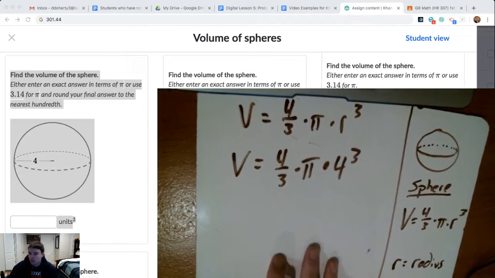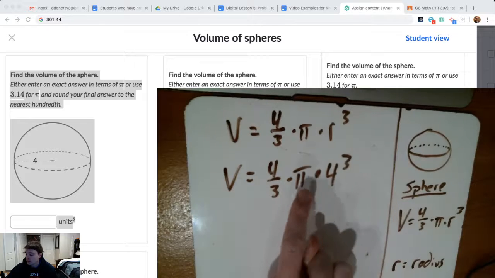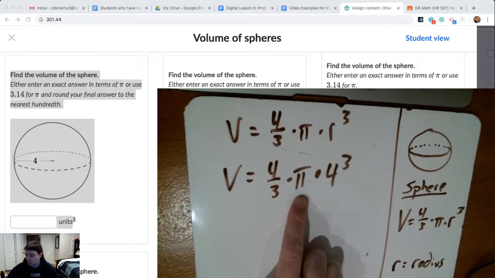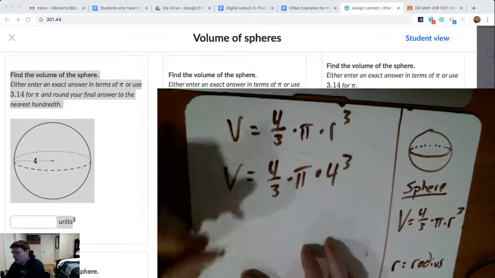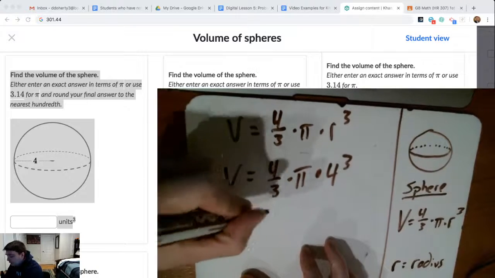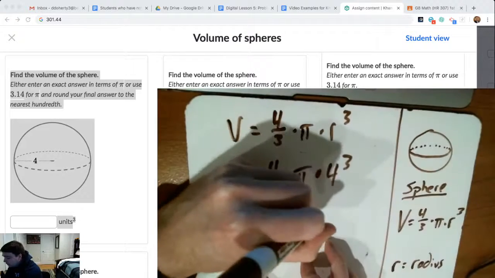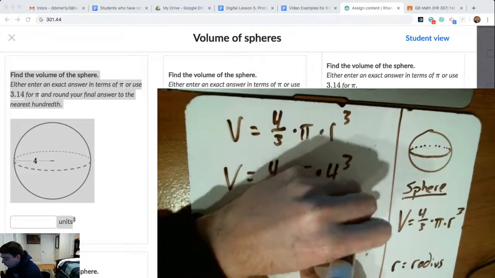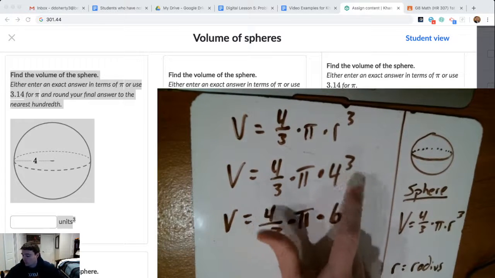And now, as always with our volume formulas, it's okay to use calculators. I think the easiest thing to do is handle pi at the end. So as usual, you'll see me handle the other numbers first. So I'm going to do 4 cubed first. 4 multiplied by 4 is 16, and 16 times 4 gives me 64. So I get 64 when I do 4 raised to the 3rd power.